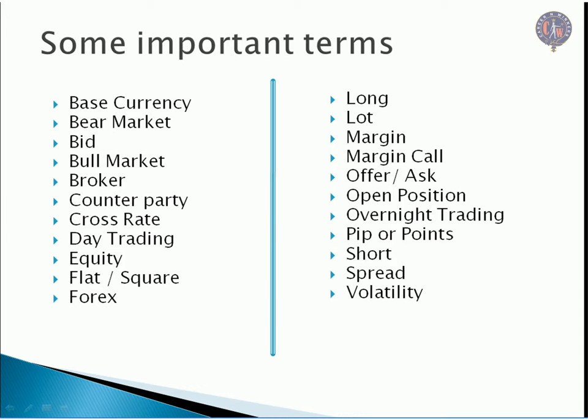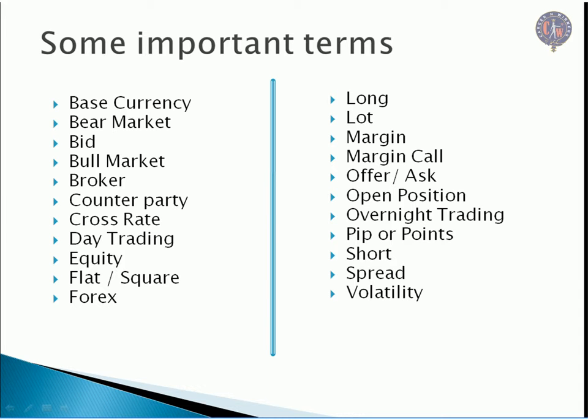The third is bid. Bid is the rate at which a broker is willing to buy the base currency, at the lower price of the spread shown. This is the price at which an individual trader will be able to sell the currency. The next is bull market. Bull market is the market characterized by rising prices. The name bull market is derived from the way a bull attacks, striking with its horn from the bottom up.